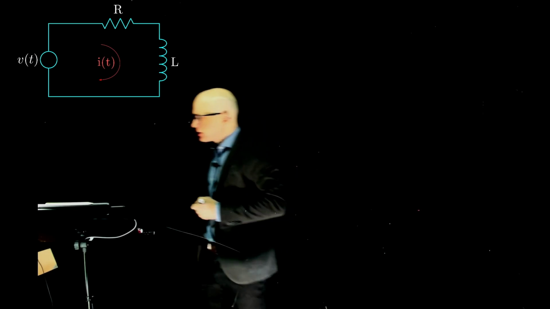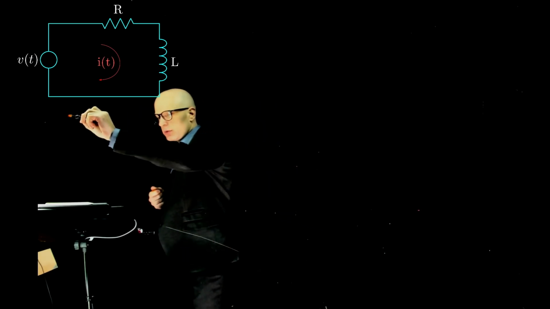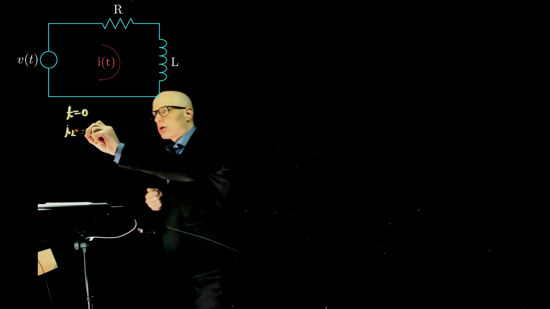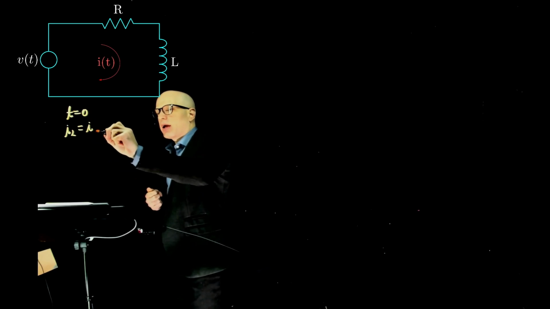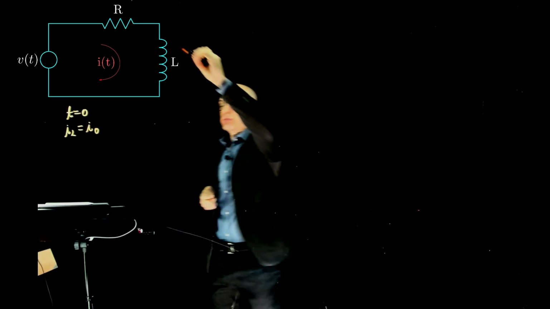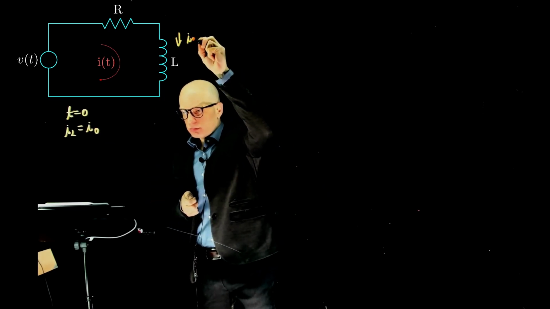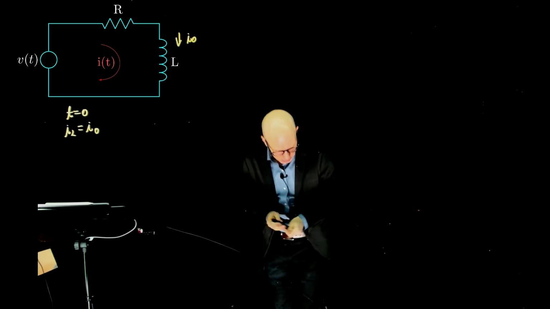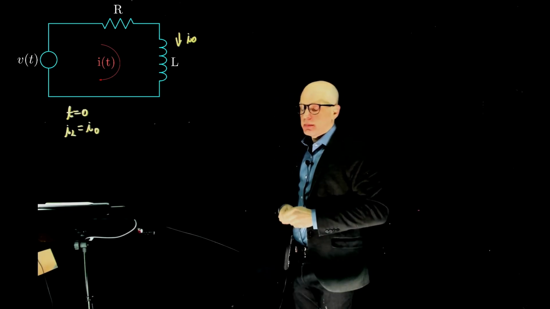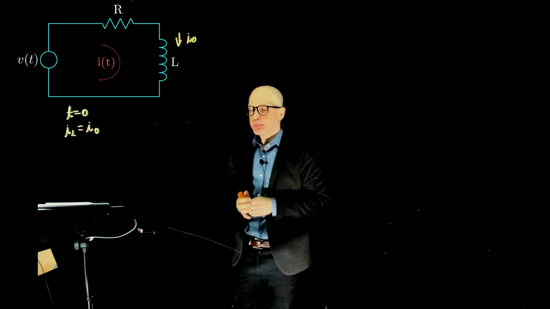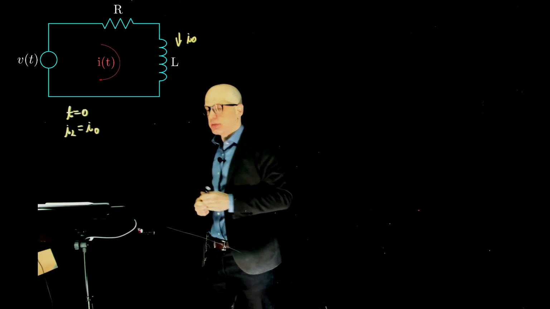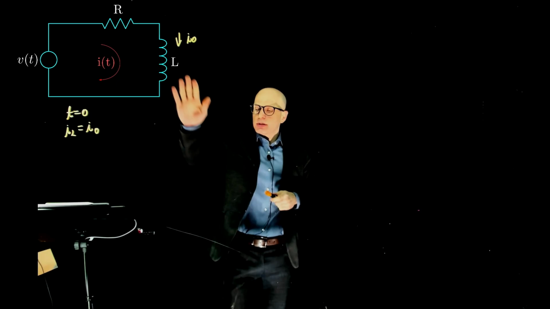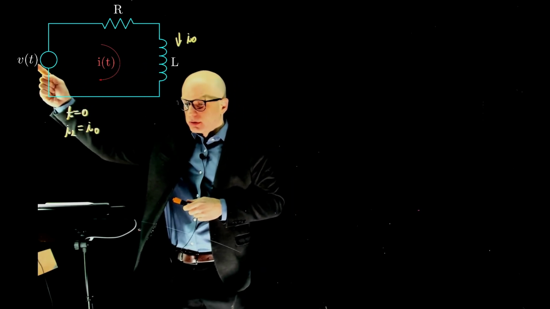And the question says that at time 0, there is a current through the inductor. Let's call that IL, or the current through the inductor is I0. At time 0, there exists a current through the inductor that is there in the form of magnetic energy. Now we want to see how the system responds to that current existing here when we apply 0 volts to the system and just let it go.